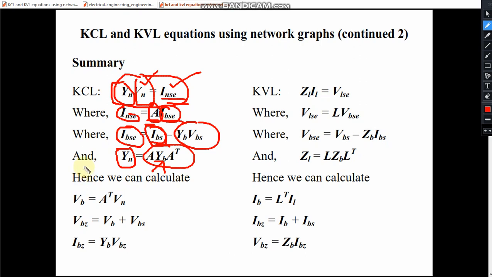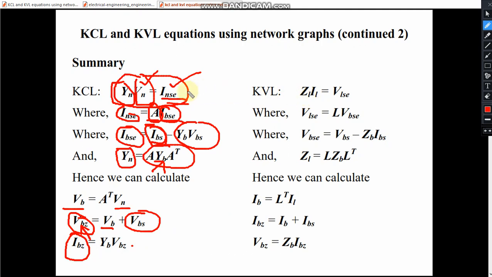So after calculating this Vn, from this Vn we can find out branch voltages, and if branch voltages are known, then the branch impedance voltage can be evaluated by adding the branch source voltage vector. Then if the voltages across impedances in the branches are known, the currents through the impedances of the branches can also be evaluated by using this formula.